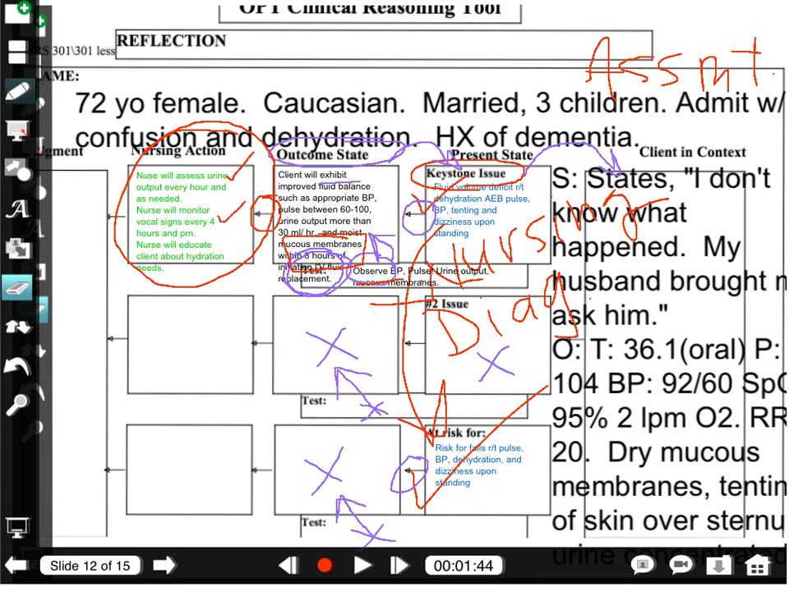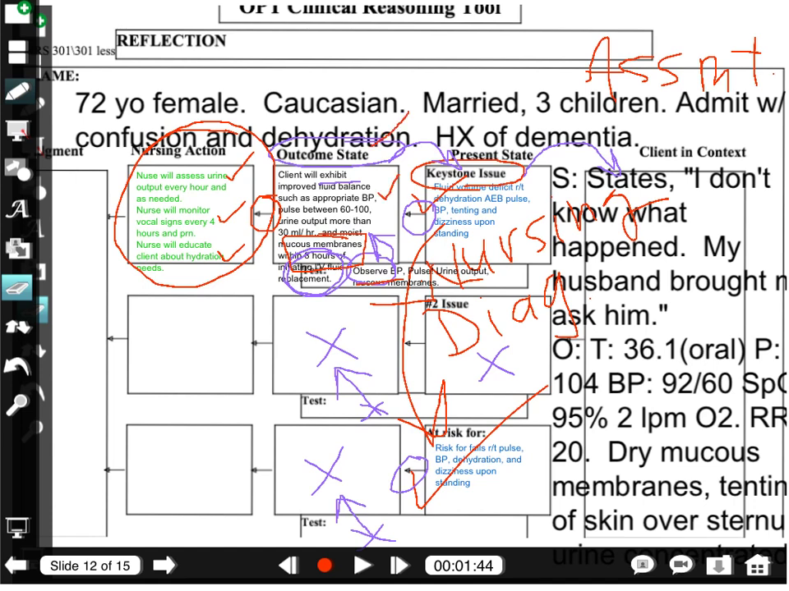We've been monitoring their vital signs, and within 8 hours of starting IV fluid therapy replacement, the blood pressure is now at least 120/78, which is way better than the 90/60 that we had earlier. And the pulse is now at about 90, which is better than the pulse of 104 that we had earlier. And let's say that we educate the client about hydration needs, and the client is taking some oral fluids in addition to the IV fluids. And so 8 hours into it, has our client shown improved fluid balance, such as an appropriate blood pressure?